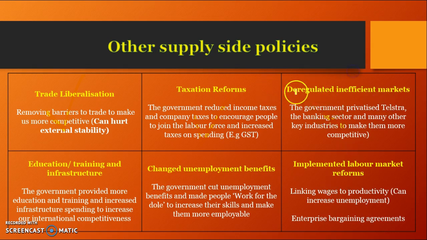Deregulating inefficient markets, so what that means is rather than them being run by the government, like the government runs Telstra or Qantas, we open them up to more competition and therefore they have to be more productive. Another example is the banking sector, where the Commonwealth Bank was the only way you could bank. You increase competition and introduce other banks with the idea that there's more competition in the market, so they work harder and more productively. Education and training to increase the skills of our workforce. Changing unemployment benefits, so people have more incentive to work and develop skills. And labour market reforms, which we're going to touch on first.